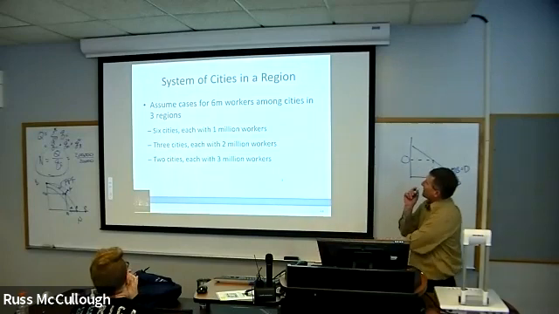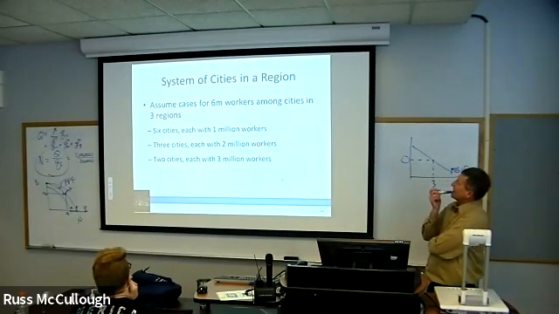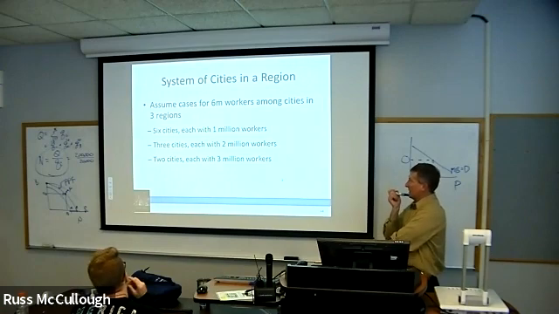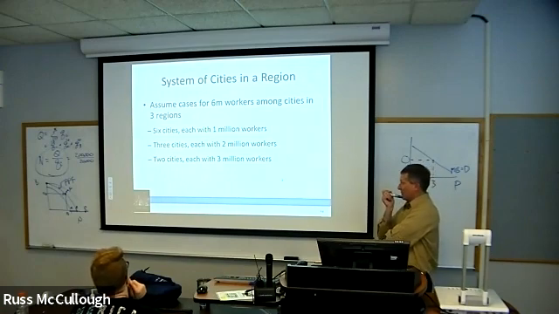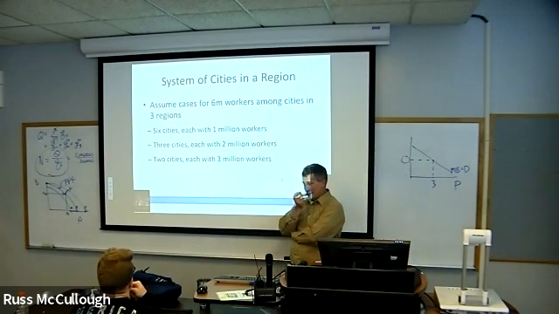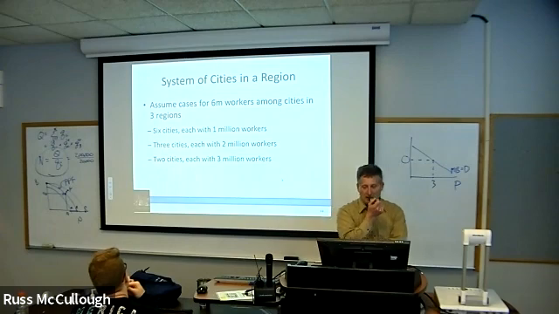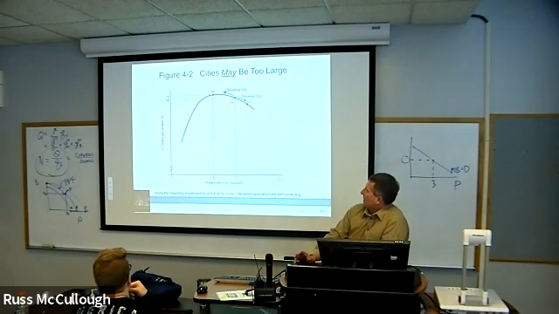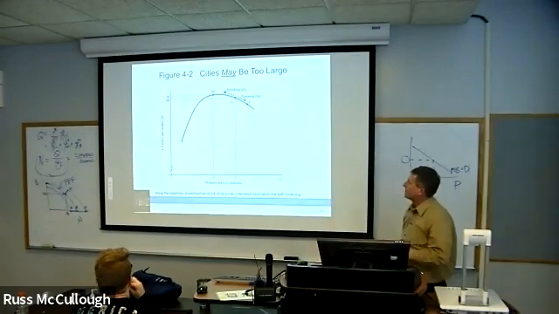Let's take 3 cases. We've got 6 million workers in a region among cities in 3 regions: 6 cities with 1 million, 3 cities with 2 million, or 2 cities with 3 million. So we want to think about what's going to happen in those cases if we think about utility now.